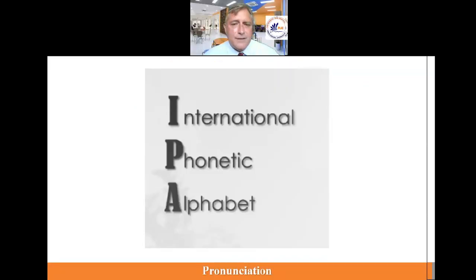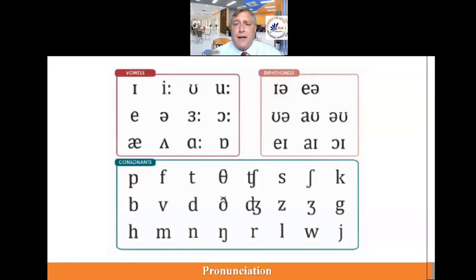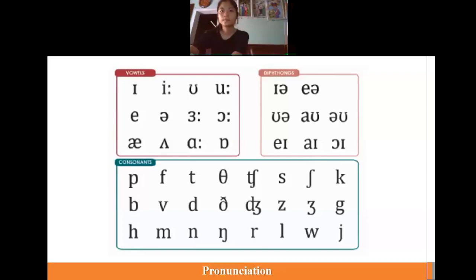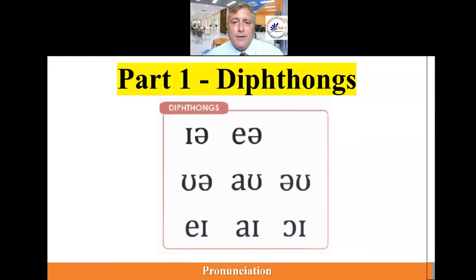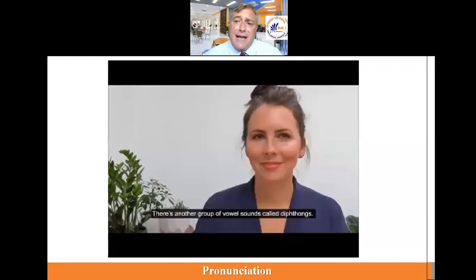Okay, everybody, so let's move into our International Phonetic Alphabet, also known as the IPA. On Wednesday, we spent a lot of time working on vowels. Today, we're going to focus on diphthongs. Diphthongs are two vowel sounds in one syllable. There are eight diphthong sounds. So let's go ahead and listen to what they sound like. We're going to start with a video from Miss Emma. You might remember her from Wednesday. And then we'll go into another video which goes into more depth of diphthongs.